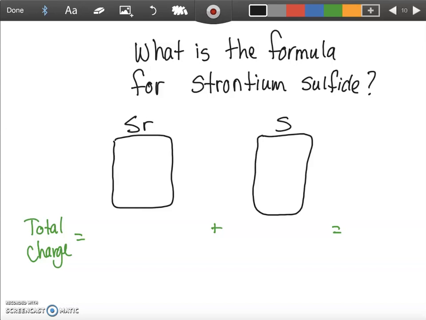Alright, let's try strontium. You try strontium sulfide on your own, and then we'll come back and discuss. Okay, so for strontium sulfide, strontium is in the second group, so it has a +2 charge. Sulfur is in group 6, so it has a -2 charge. Let's start filling in the boxes now with strontiums and sulfurs until we get a balanced charge of 0. We'll start with strontium, +2 charge.